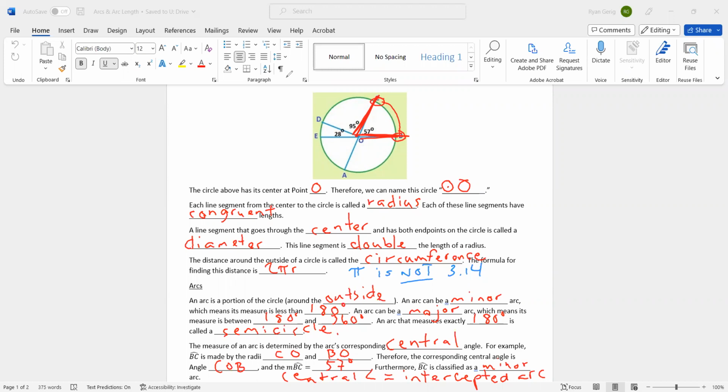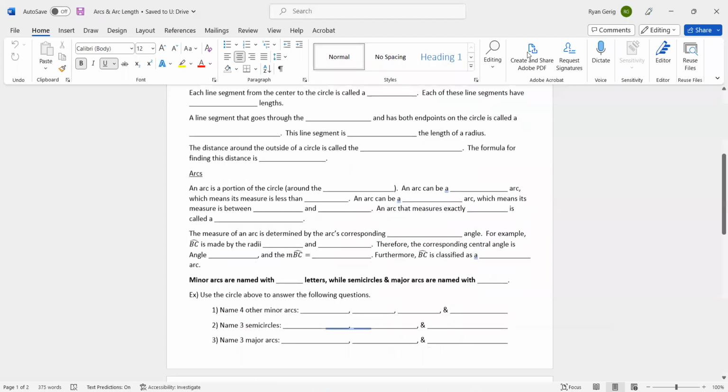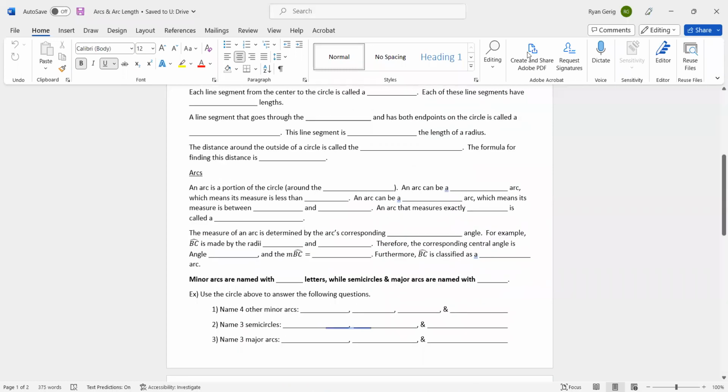I need that picture of the circle, so I'm going to go ahead and clear everything. But I'm going to go down real quick and just look at the bold part. Minor arcs are named with 2 letters. This is big. If you give me 2 letters, you're looking at a minor arc. Semicircles and major arcs are named with 3 letters. You gotta see that difference.